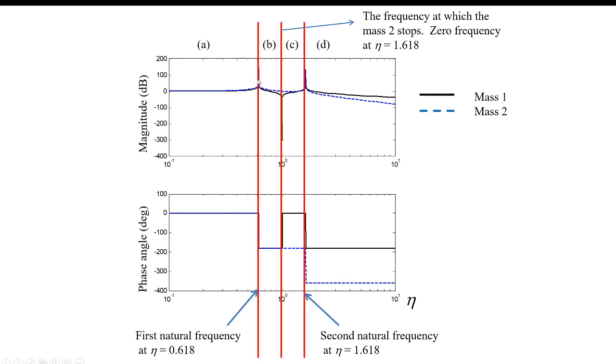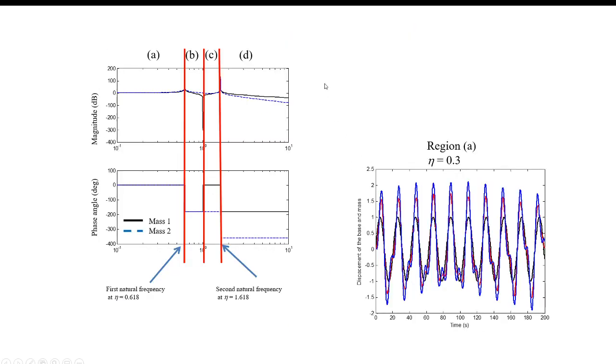I divided this region into 4 regions, A, B, C, D. A is before, when the forcing frequency is below the natural frequency. The second region is between the first natural frequency and the zero frequency, and so on for C and D. Now let's examine region A. I think I might have set C equal to 0 for the simulation.